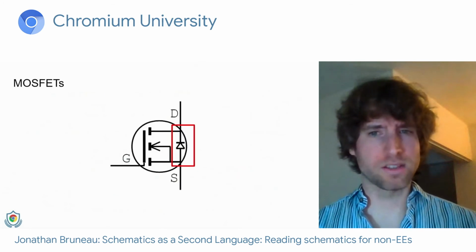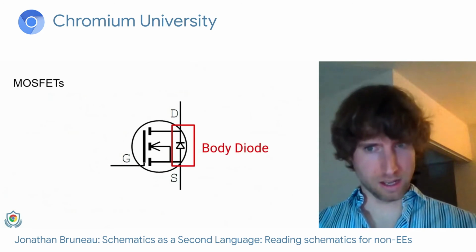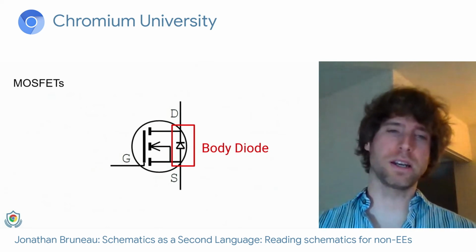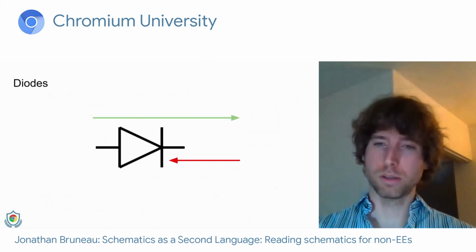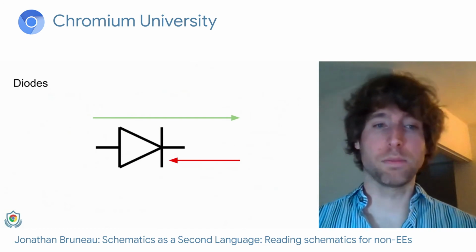Now I talked about MOSFETs, but what's this thing? That is referred to as the body diode. And before I can talk about body diodes, let's talk about diodes. Diodes are a device that let current go one way, but block it the other.